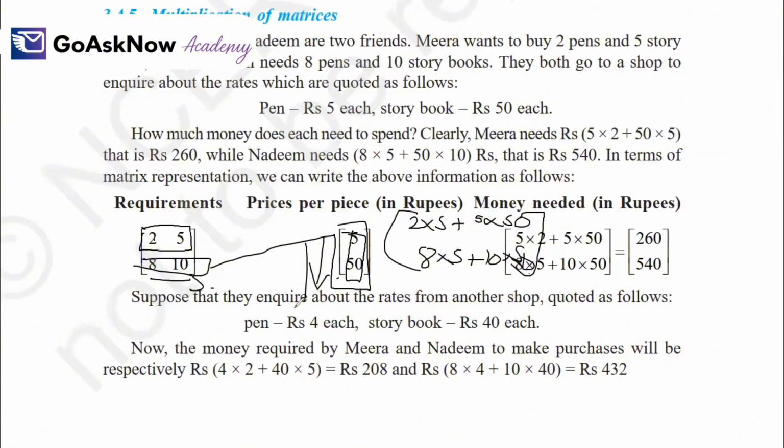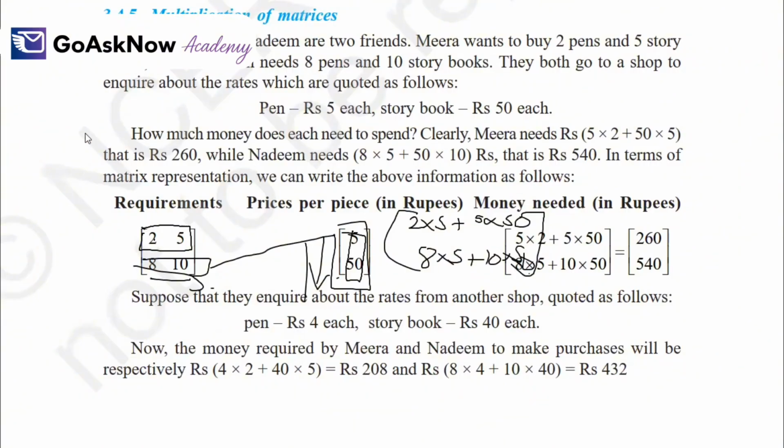Suppose that they inquire about the rates from another shop, quoted as follows. So pen is rupees 4 each and storybook is rupees 40 each. Now the money required by Mira and Nadeem to make purchases will be respectively rupees 4 into 2 plus 40 into 5. Okay. So the second case is for another shop, and here you can see that the rupees are coming different. For Mira it is 208 rupees and for Nadeem it is 432 rupees. So this is the second case here.